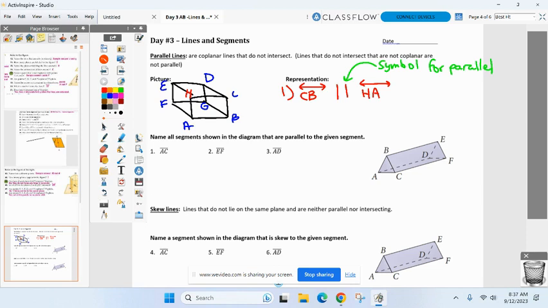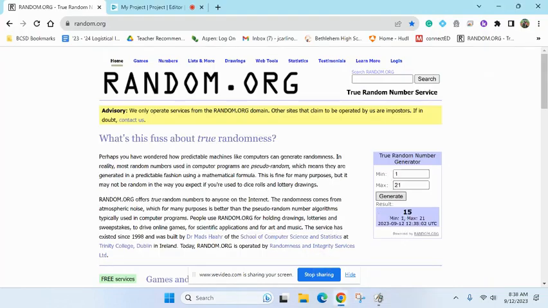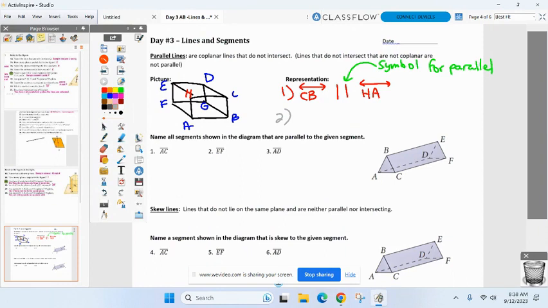Well, let's give you another pair. I'm not satisfied. Not in an above average math class. Give me another pair. What do we got here? Alexi? Say that one more time. I'm sorry. EF and HA. Good deal. Yep.